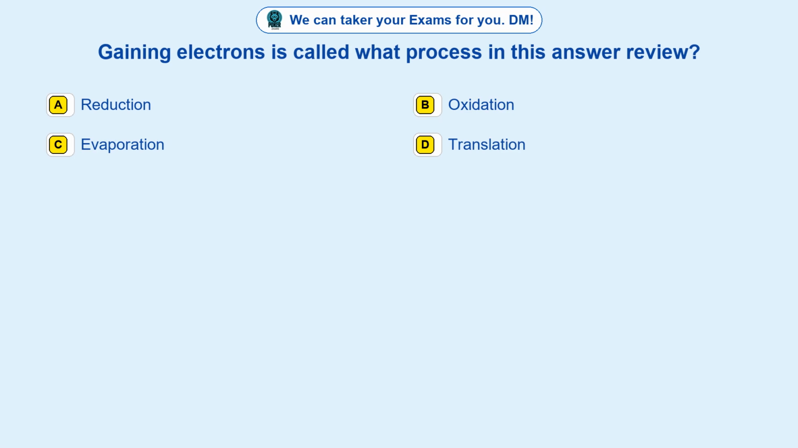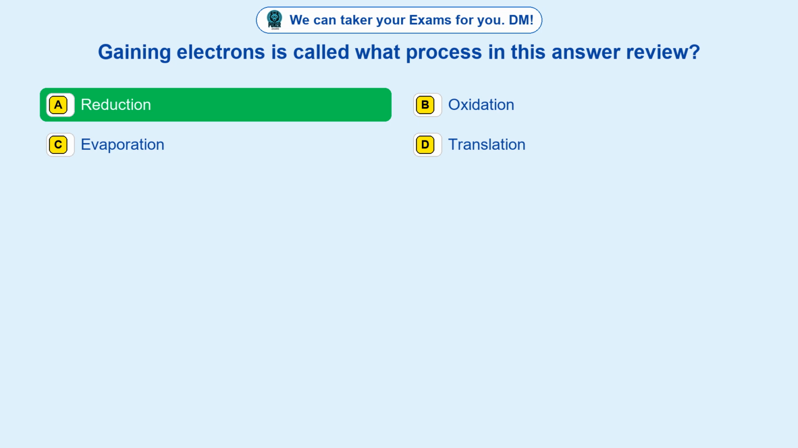Question 44. Gaining electrons is called what process in this answer review? Option A, reduction. Option B, oxidation. Option C, evaporation. Option D, translation. The correct answer is option A, reduction.